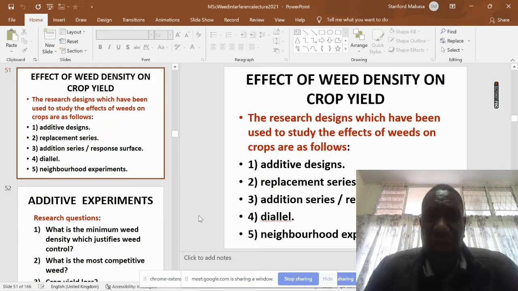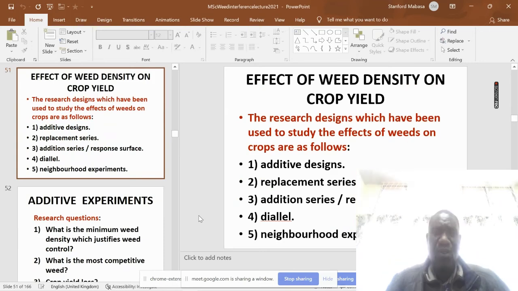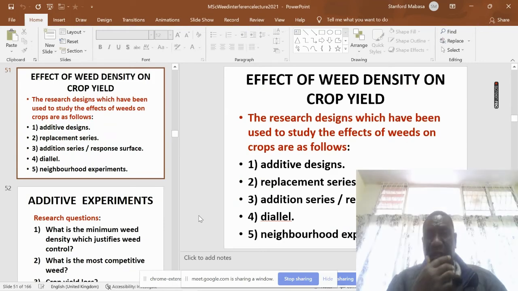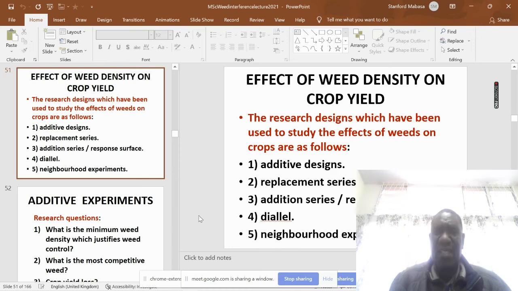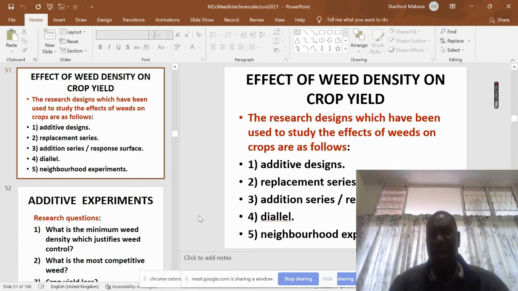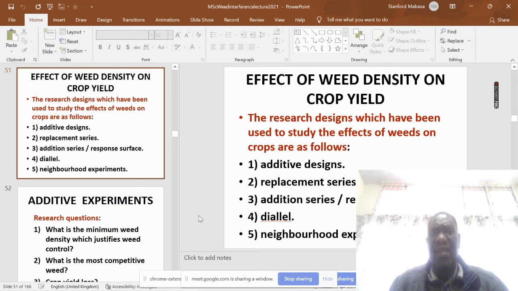So we want to talk about the effect of weed density on crop yield. Actually, this is where we are going to gain some information of characterizing crop genotypes to find whether they are tolerant to weed infestation. Also, we may be able to identify problematic weeds in terms of their competitive abilities.